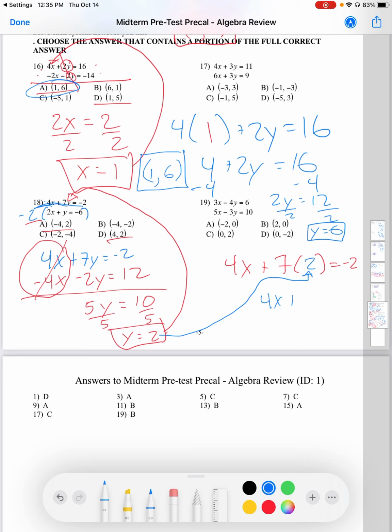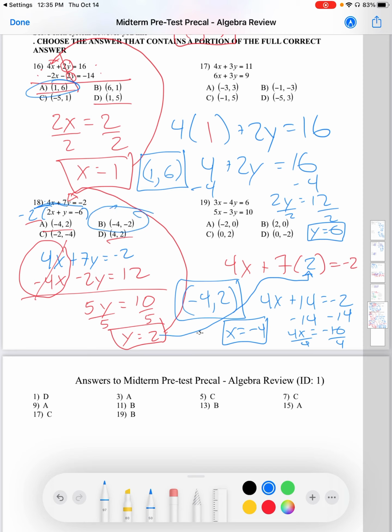So 4x plus 14 equals negative 2. Subtract 14. 4x equals negative 16. Divide by 4. X is negative 4. So negative 4, 2 is my answer. Oops, not that one. Negative 4, 2, this one. A.